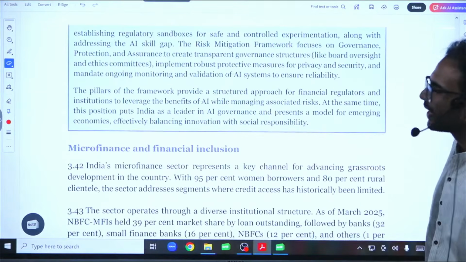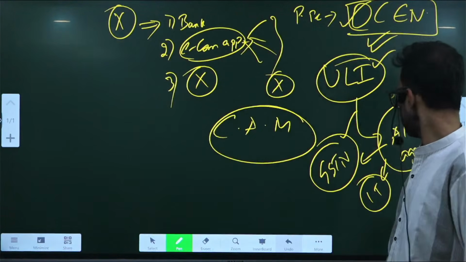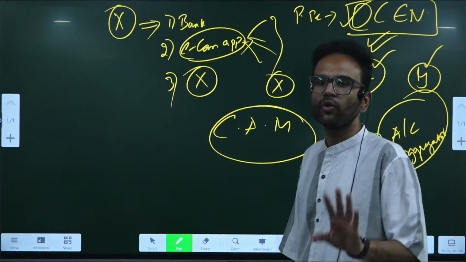Next up is microfinance. See, let's go back. We're talking about the various segments available there. One of the segments is unsecured.